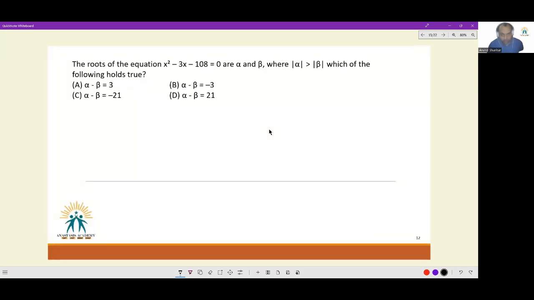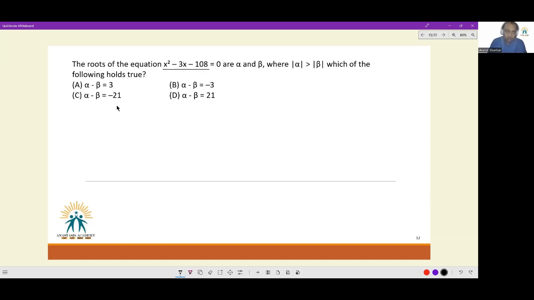Okay, next, the roots of the equation x² - 3x - 108 = 0 are alpha and beta, where |alpha| is greater than |beta|. Which of the following holds true? Okay.